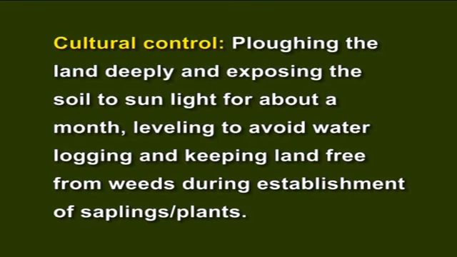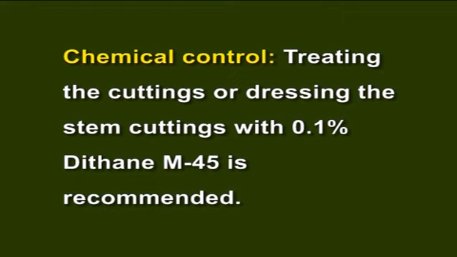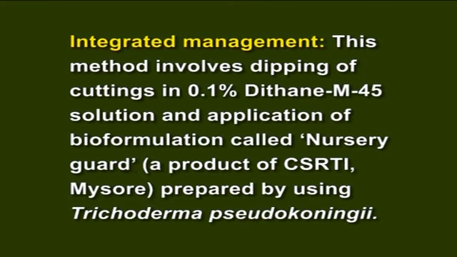Management. Cultural control. Plowing the land deeply and exposing the soil to sunlight for about a month, leveling to avoid waterlogging and keeping land free from weeds during establishment of saplings or plants. Chemical control. Treating the cuttings or dressing the stem cuttings with 0.1% Dithane M-45 is recommended. Integrated management. This method involves dipping of cuttings in 0.1% Dithane M-45 solution and application of a bioformulation called Nursery Guard, a product of CSRTI Mysore, prepared by using Trichoderma pseudokoningii.